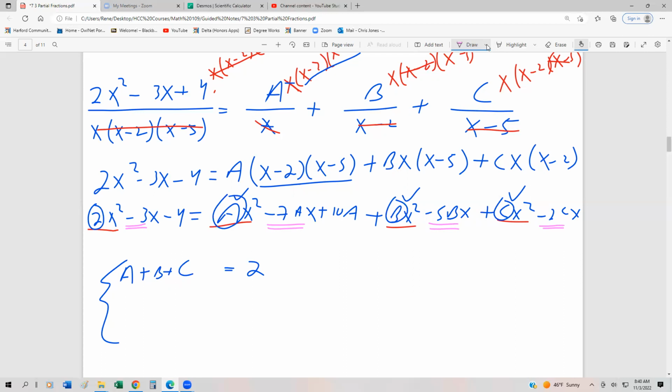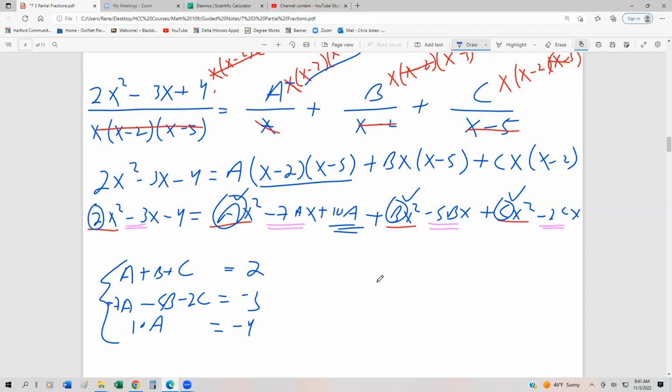So the equation that's going to be generated from that is going to be -7a, excuse me, so -7a, and then -5b, and then -2c is equal to -3. Now, finally, the only thing that's left is this animal right here, A. And that's good because we get that 10A is going to be equal to -4.